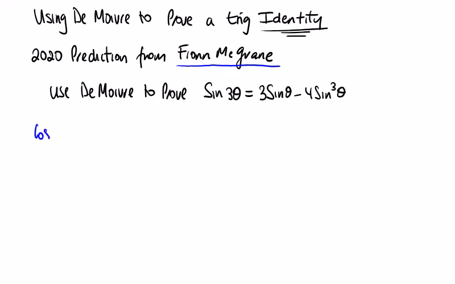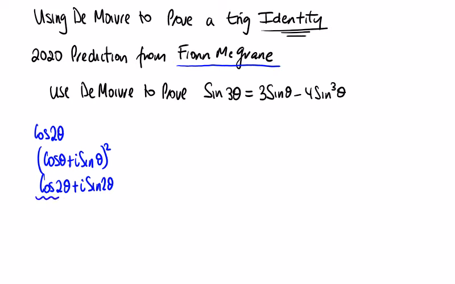If you remember from before, to get cos 2 theta, we would have cos theta plus i sine theta squared, which would give me cos 2 theta plus i sine 2 theta. And then we could multiply out this bracket and equate the real parts. Now in this question, we're going to be equating the imaginary parts.